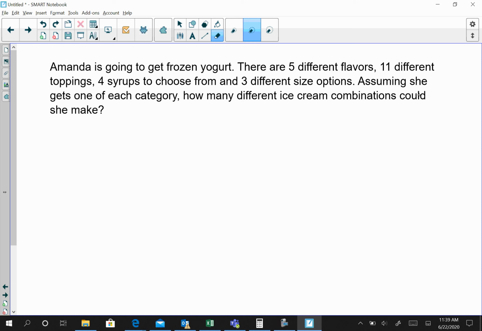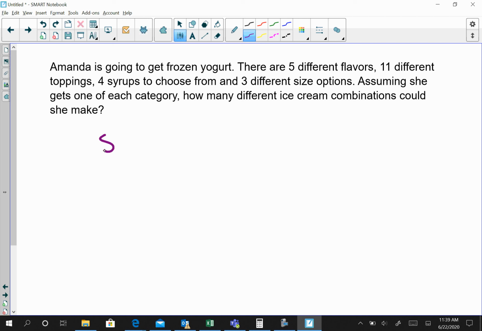All right. Amanda's going to get frozen yogurt. There are 5 different flavors, 11 different toppings, 4 syrups to choose from, and 3 different size options. Assuming she gets one of each category, how many different ice cream combinations could she make? I guess it's frozen yogurt combinations, whatever.